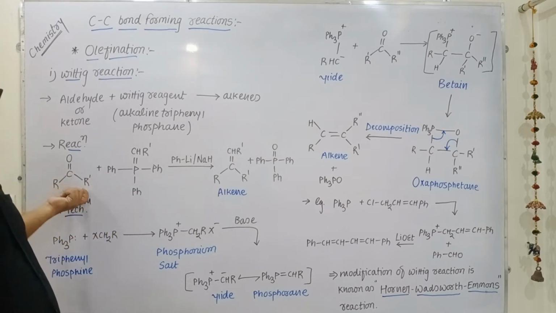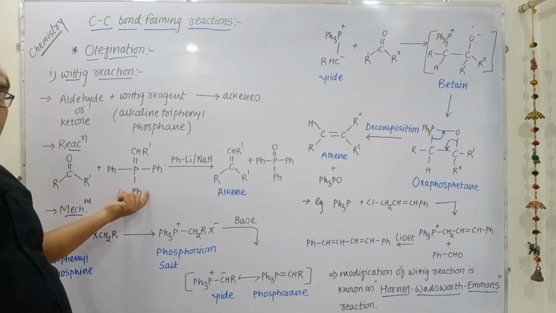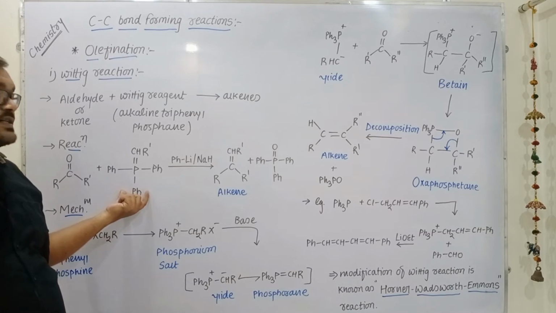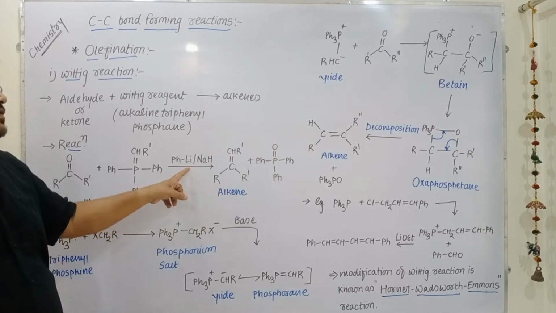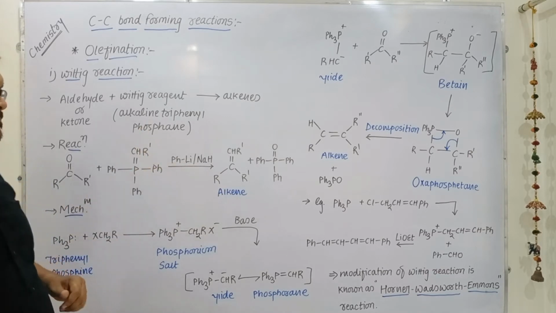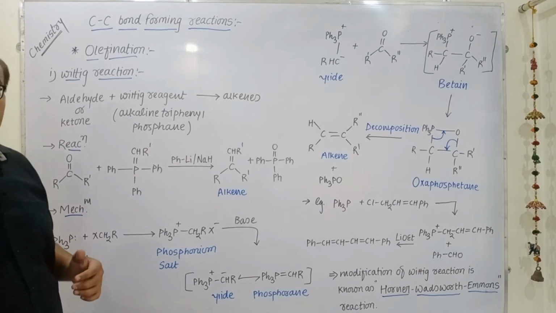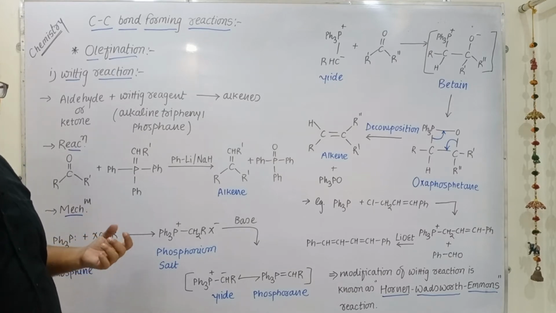So as we can see here, any carbonyl, whether aldehyde or ketone, reacts with ylide, phosphorane or Wittig reagent to give alkene as a product in presence of strong base. Such conversion is known as Wittig reaction. As we have discussed earlier, any reaction can be easily explained with the help of mechanism.